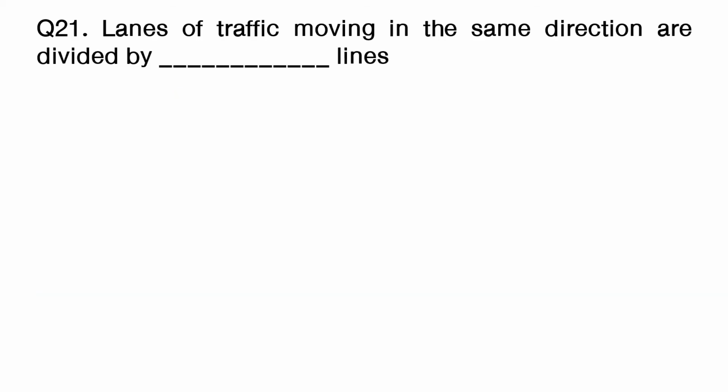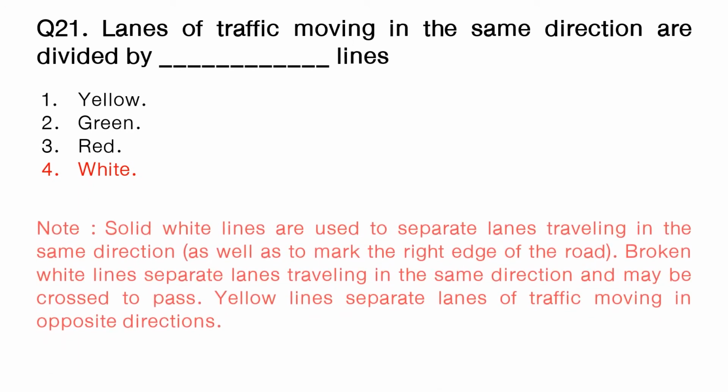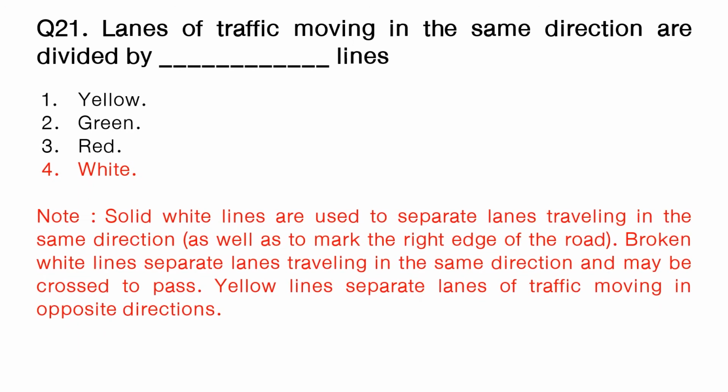Question. Lanes of traffic moving in the same direction are divided by dashed lines. Option number 1. Yellow. Option number 2. Green. Option number 3. Red. Option number 4. White. The answer is option number 4. White. Note. Solid white lines are used to separate lanes traveling in the same direction, as well as to mark the right edge of the road. Broken white lines separate lanes traveling the same direction and may be crossed to pass. Yellow lines separate lanes of traffic moving in opposite directions.